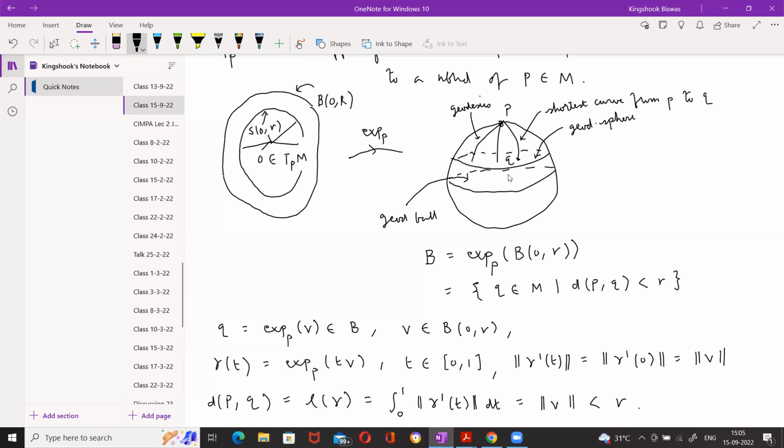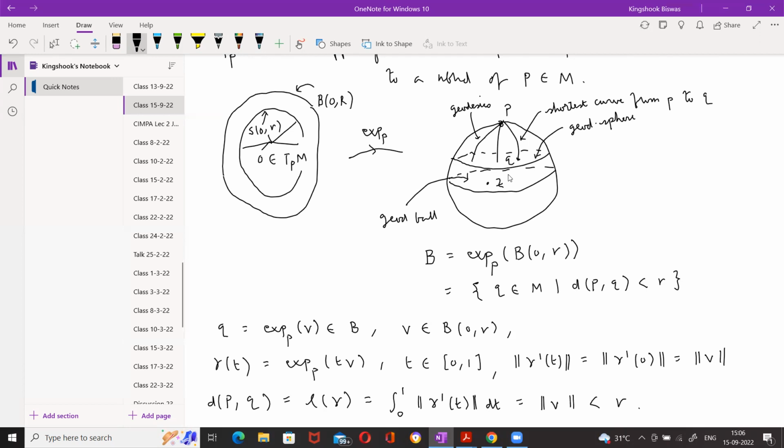Suppose you take a point in the metric ball, if it is outside the geodesic ball of radius R, say Z here, which is out. What you can show is that any curve from P which goes outside the geodesic ball has length greater than or equal to R. And for that, you need the Gauss lemma. So the crucial point is the Gauss lemma.